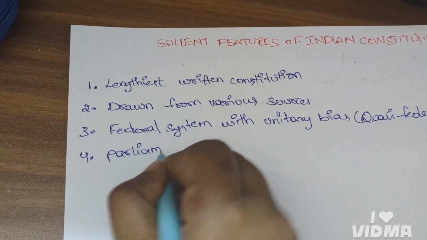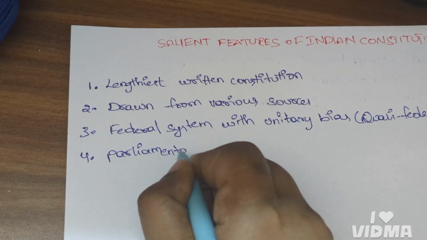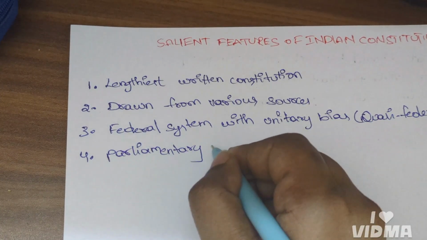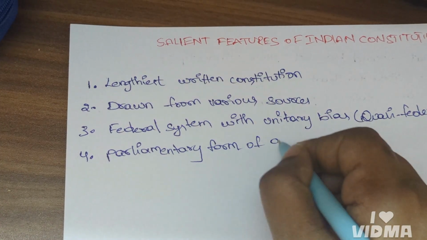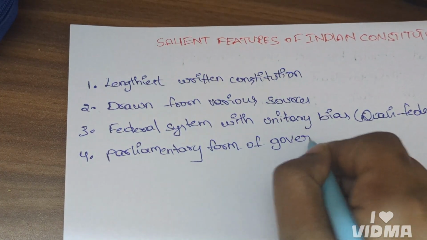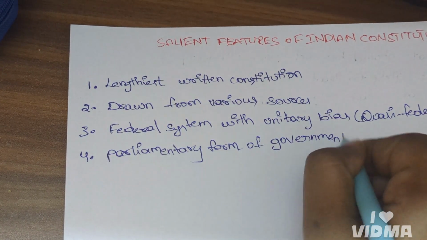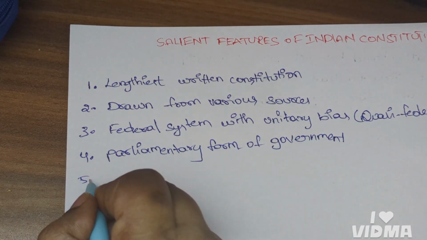Next is the parliamentary form of government. India adopted the parliamentary system. Here, the president is the nominal head and the prime minister is the real executive. The council of ministers is collectively responsible to the Lok Sabha. The government survives only if it has majority support. It ensures the accountability of the government.